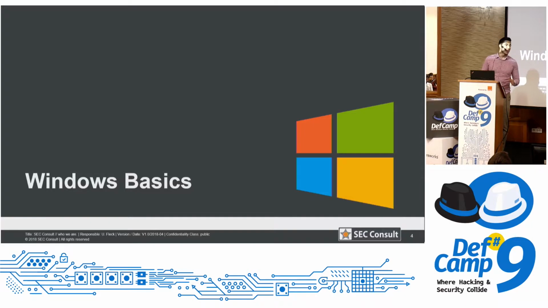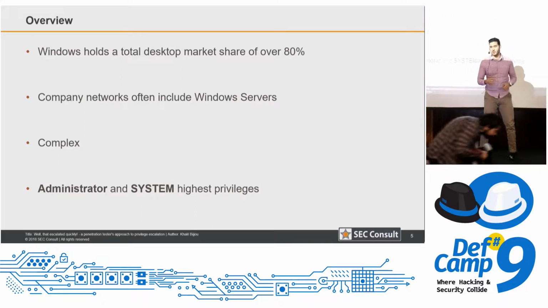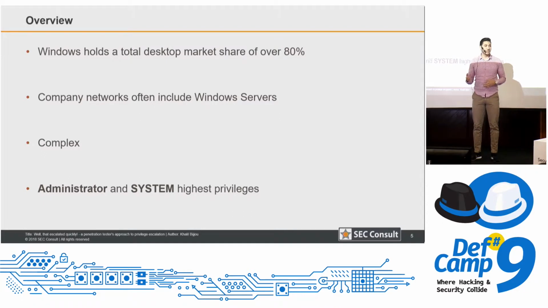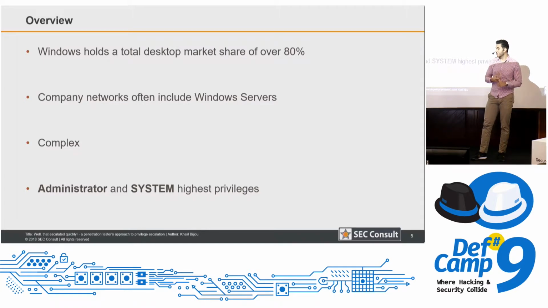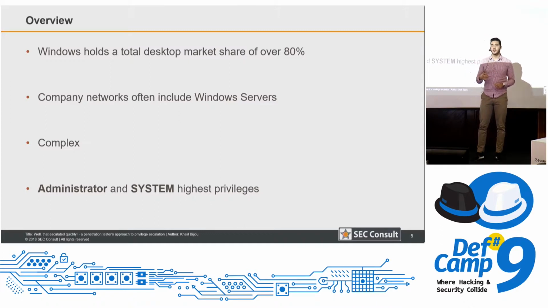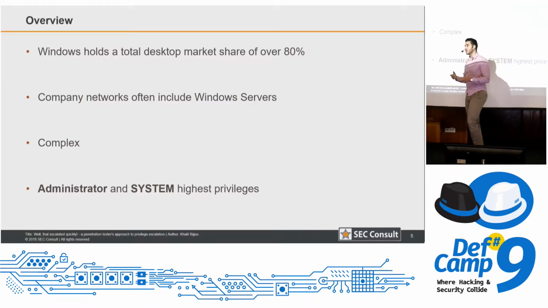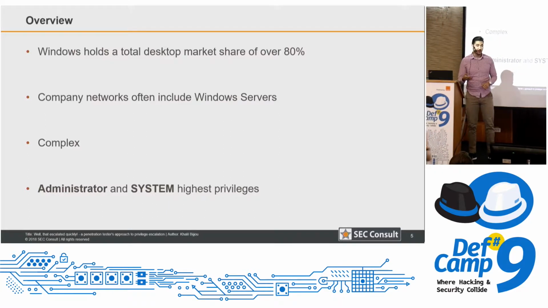So, we have to talk a little bit about Windows and its basic components. Windows is the de facto standard in company networks. Most companies, most big companies, most banks use Windows as an operating system for their employees' computers, laptops, and workstations. It holds a market share of over 80%. So it's the dominant operating system. And also, in company networks, we find more and more Windows servers.